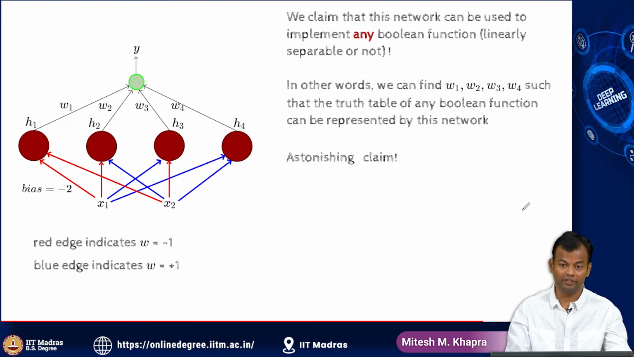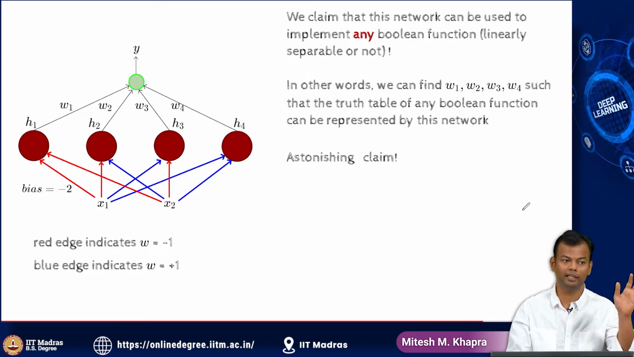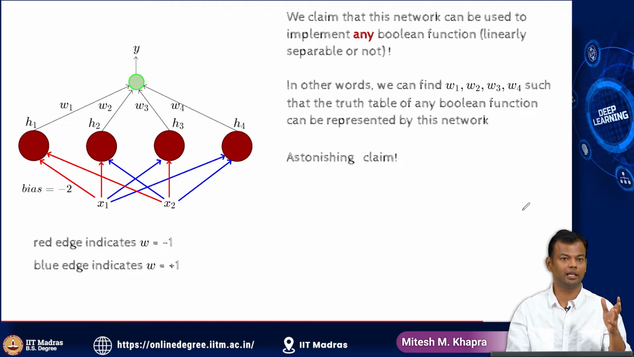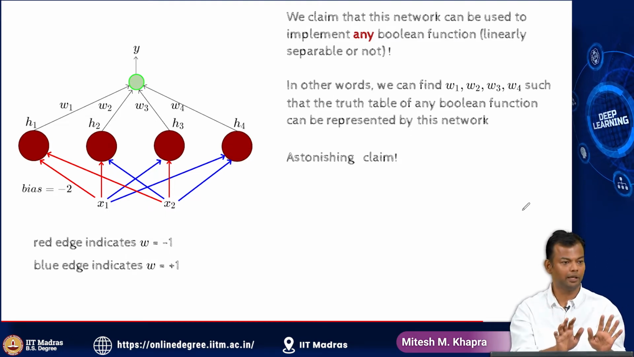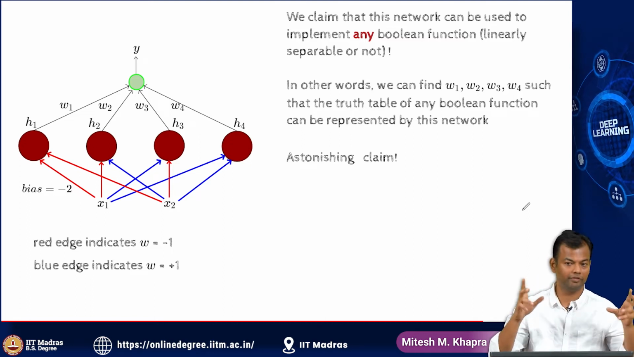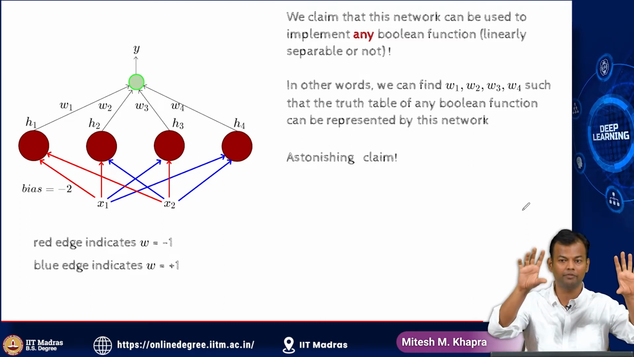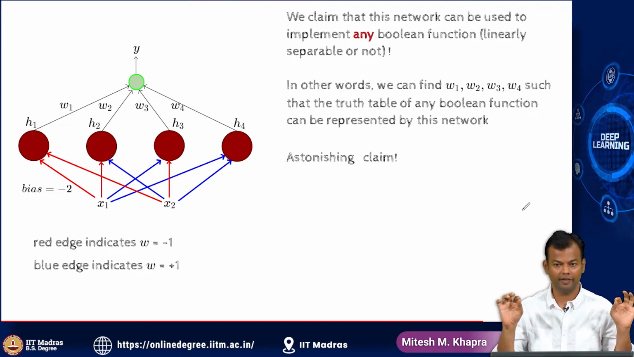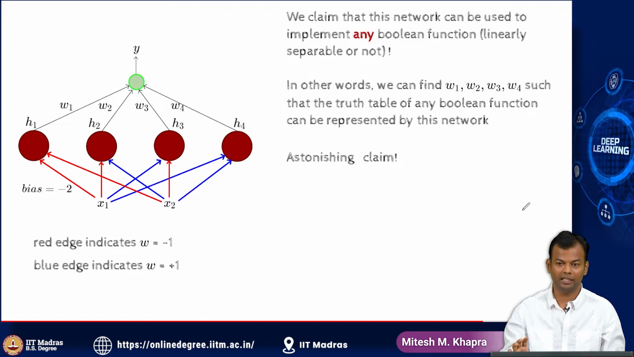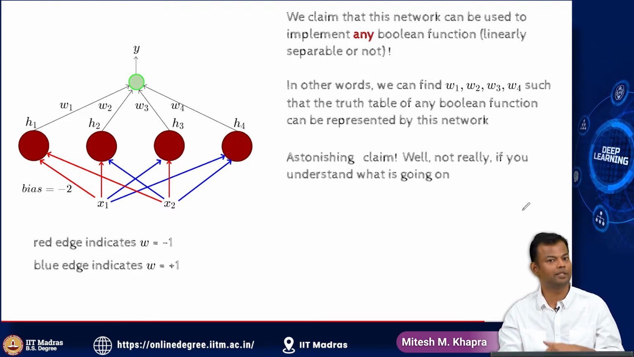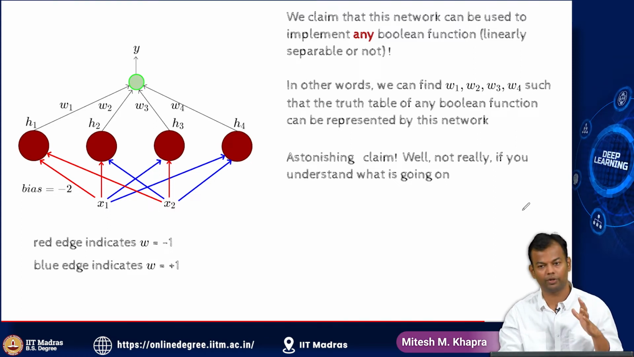Because I know that some of these functions are not linearly separable. That's one reason why this is an astonishing claim, because I am claiming that even non-linearly separable Boolean functions I can establish. The other reason why this is an astonishing claim is that this is just like a single template. I am not having a separate network or separate configuration for different Boolean functions. I have the same configuration. The only thing that is changing is the weights W1, W2, W3, W4. If I change those values, then I can implement any Boolean function, right? So this may look like an astonishing claim, but it's not really if you really understand what is going on.